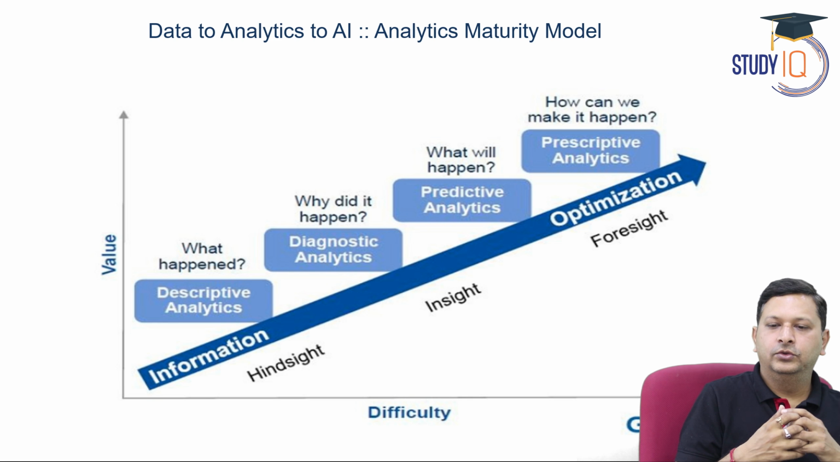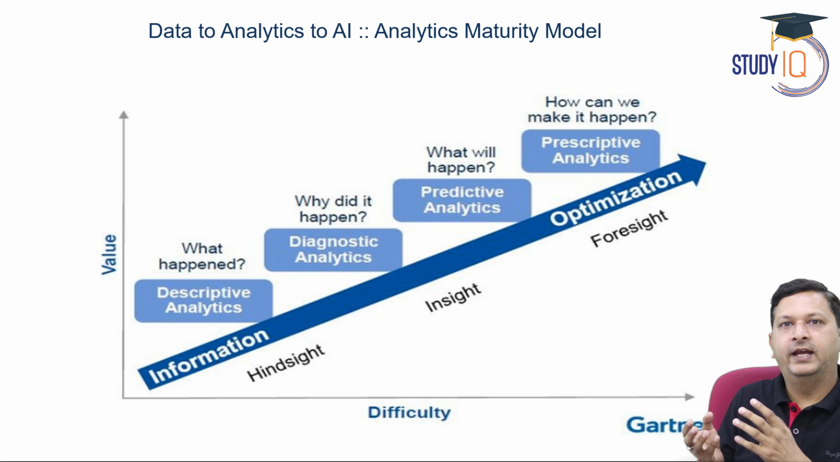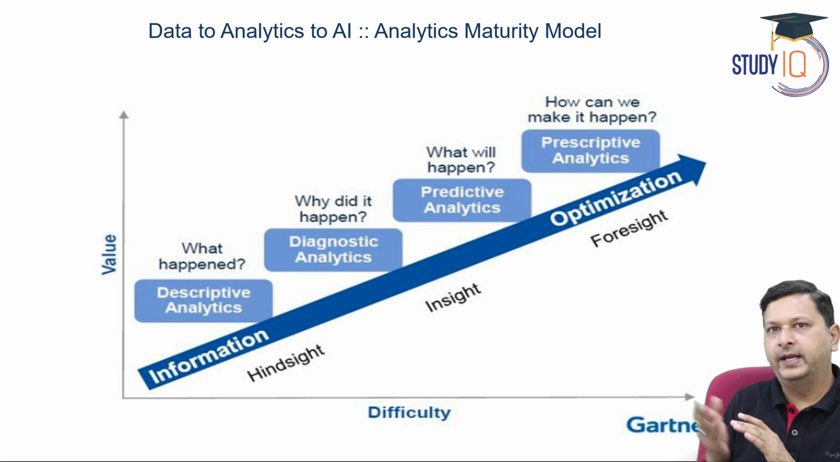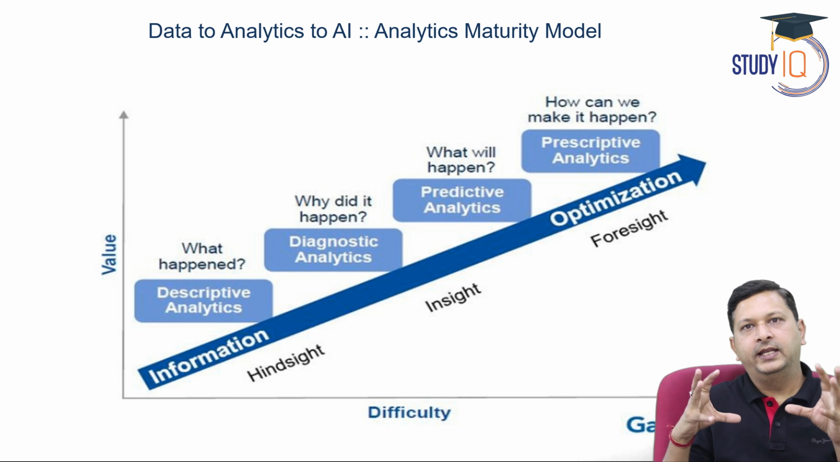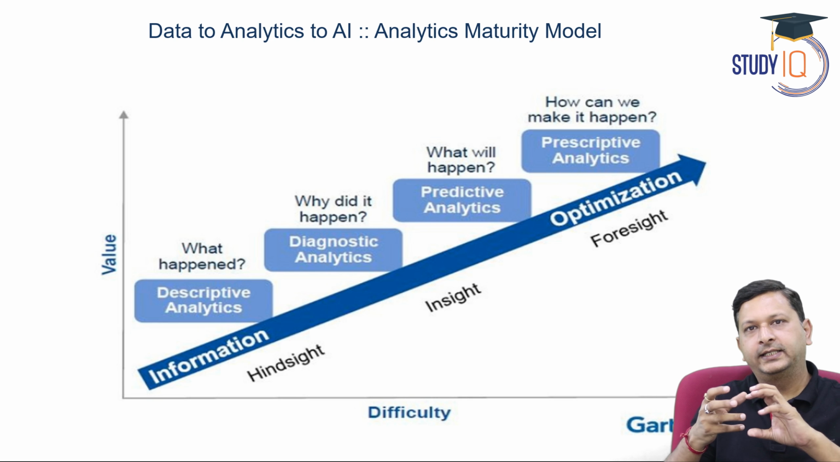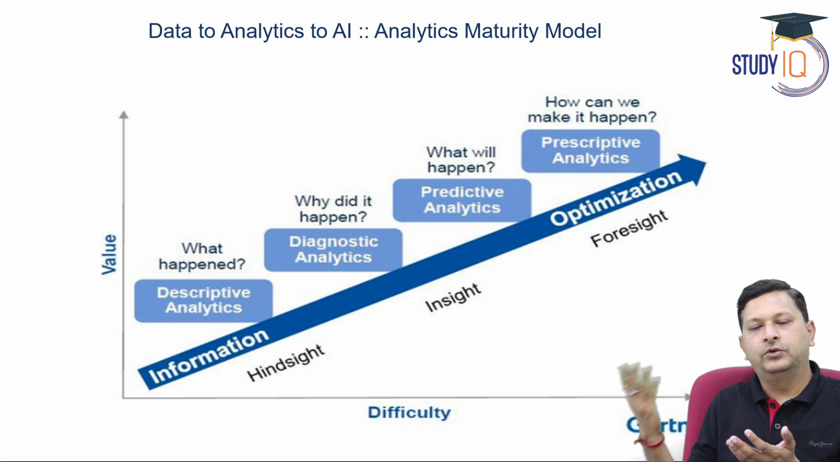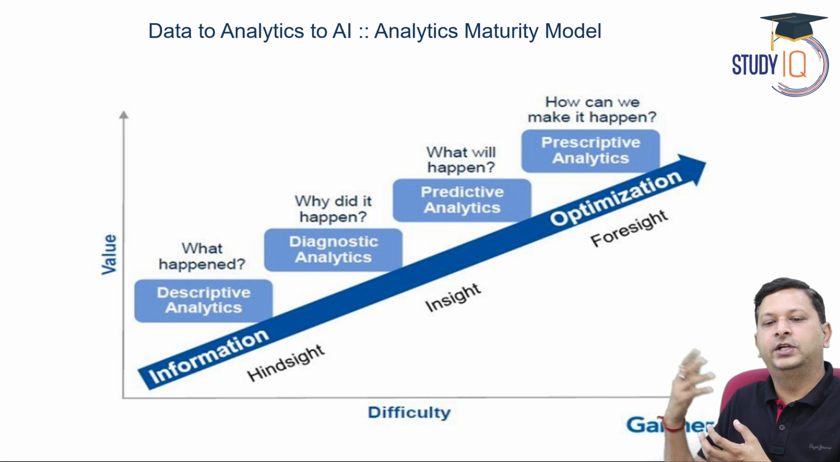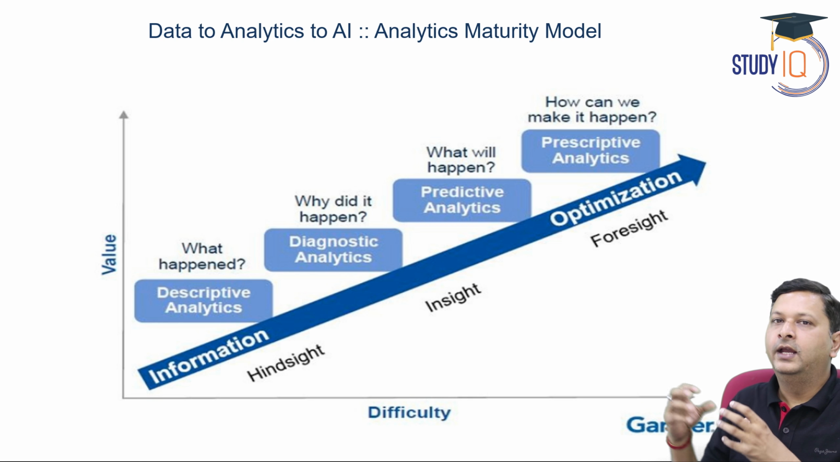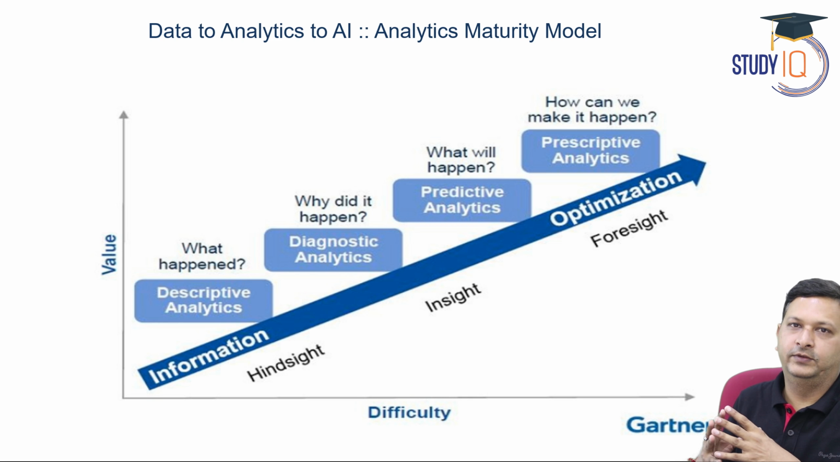Now I'm going to cover those 4 types of predictive analysis which we talked about a minute or 2 back in my previous slide. And now we are able to connect the whole story together. Why I was talking about information to optimization, why I was talking about the journey of data to analytics to AI, and why I talked about 4 different types of analytics.